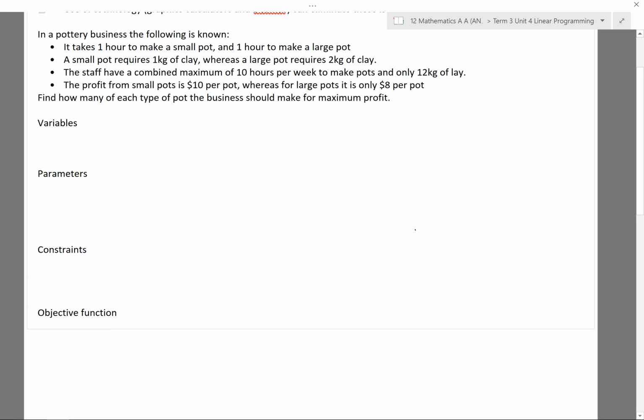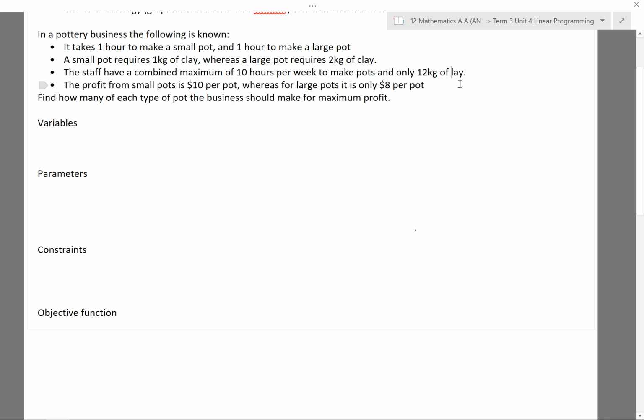Okay, for every lesson we need a scenario. Hopefully this is serving as good practice for you. In a pottery business, the following is known. It takes an hour to make a small pot, an hour to make a large pot. A small pot requires 1 kilo of clay, a large pot requires 2 kilos of clay. The staff have 10 hours per week to make pots and only 12 kilograms of clay.